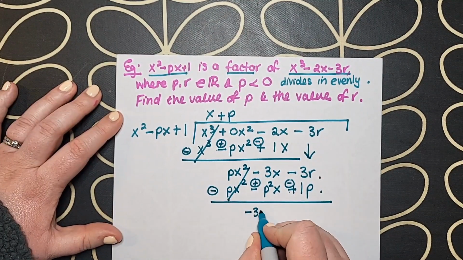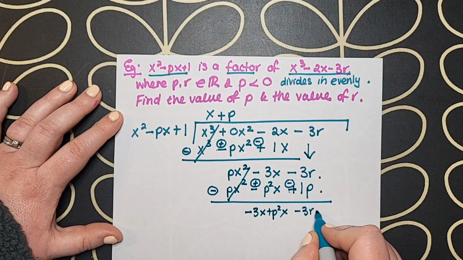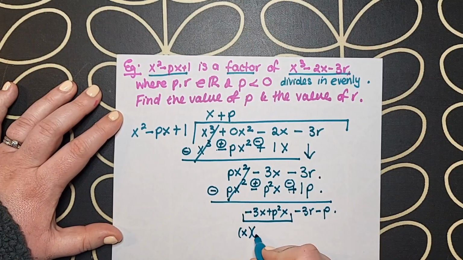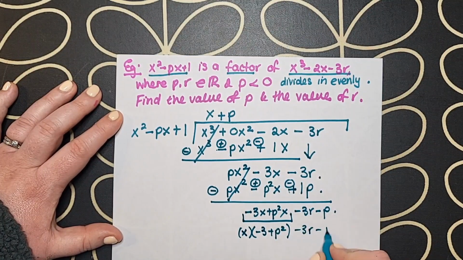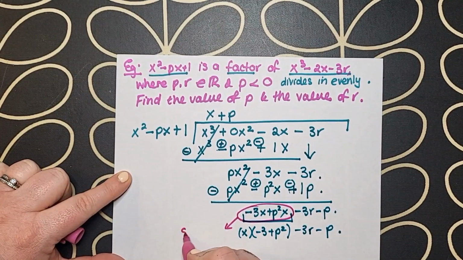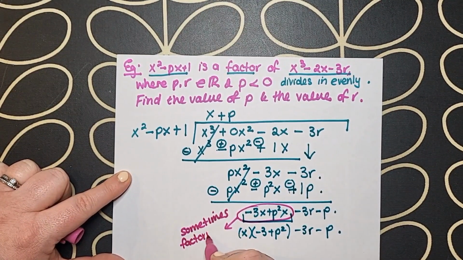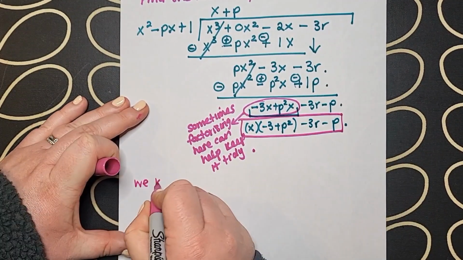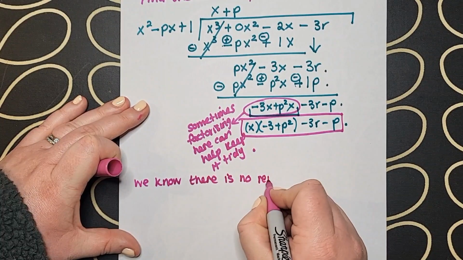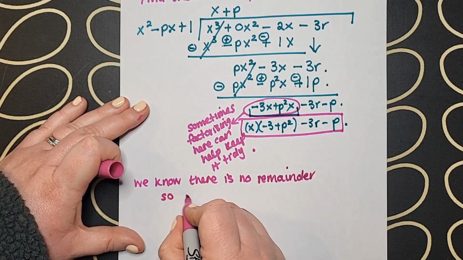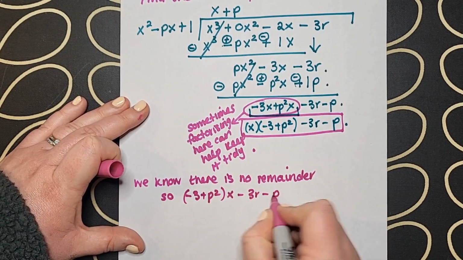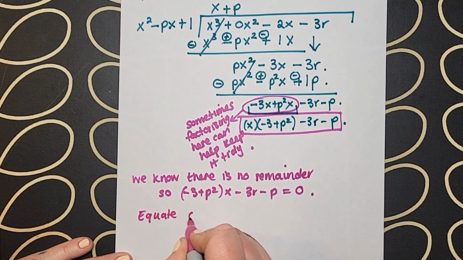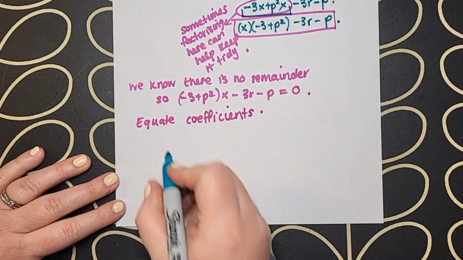You'll see down here at this stage where I'm writing, sometimes it's a great idea to factorize out the values that I'm working with because we have so many different letters on the go. We have a p, we have an x, and we have an r in this question. So we know that we're not going to get a remainder here. So the answer we're getting here in that pink box, we know that should be equal to 0, but we're not getting 0 because of all the unknowns that we're dealing with.